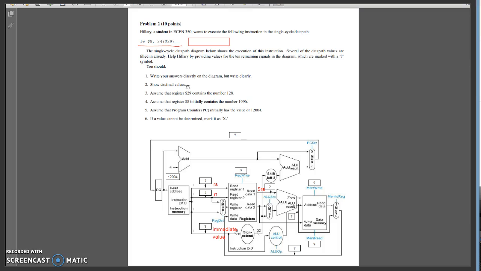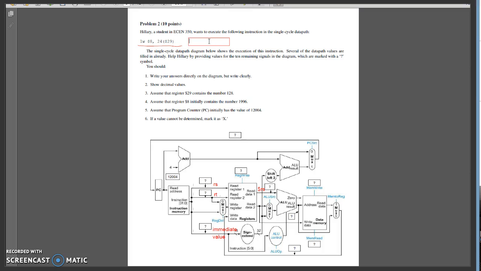We're asked to show decimal values. Assume register 29 contains the value 128. Assume register 8 initially contains the number 1996, and that PC initially has a value of 12,004. If we cannot determine any of these values, we must mark it as X.